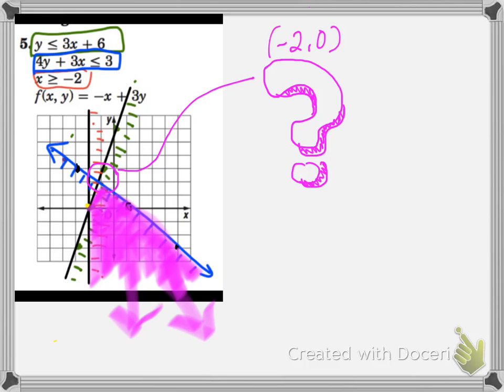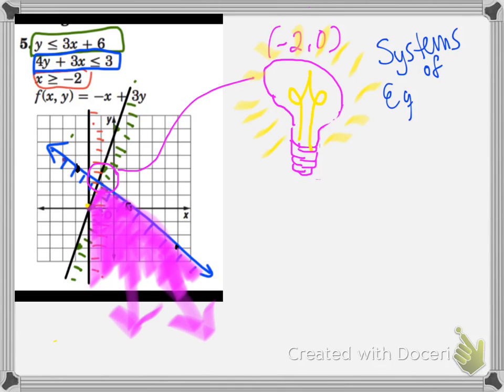So how are we going to do that? All right, it doesn't meet right on the grid. There are many ways we've done this already. Where two lines meet is really the solution to a system of equations. So how many different ways have we solved systems of equations? There's a bunch of ways.